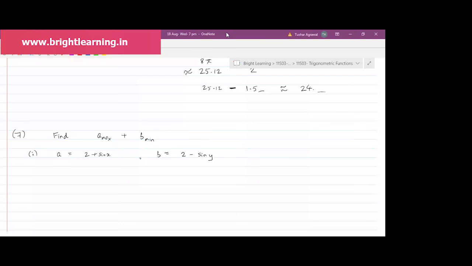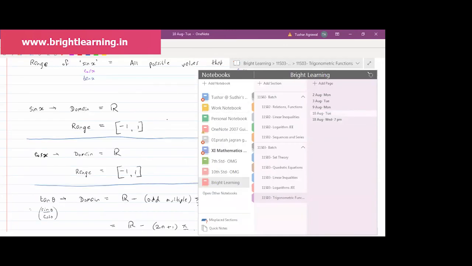Last class, in the last 10 to 15 minutes, I was explaining the concept of range and domain. Domain is where the function is defined, and the range is the actual values that the function contains. So, okay. This part should be clear to you.